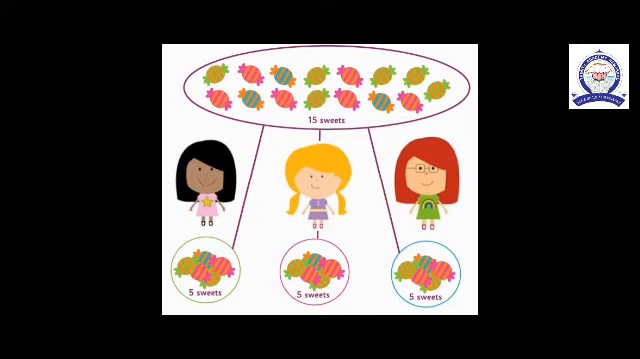How? You say the 3 table up to we get the answer 15. Say the 3 table, children. 3 1s are 3. 3 2s are 6. 3 3s are 9. 3 4s are 12. 3 5s are 15. So I give 5 chocolates to each girl.